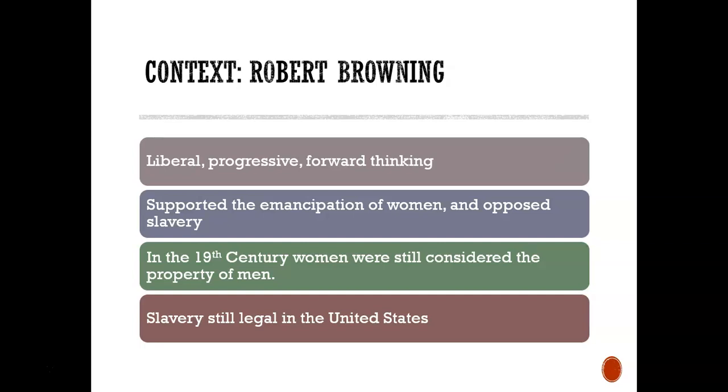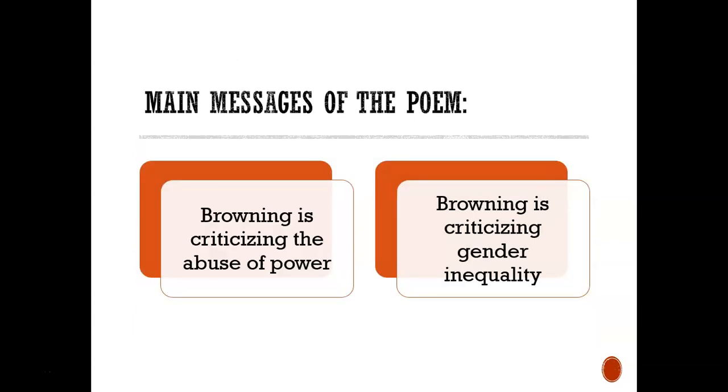Remember that in the 19th century, women were still considered the property of men, and slavery was still legal in the United States. Remember the main messages of the poem? Browning is criticising the abuse of power, in this case the Duke abusing his power by strongly implying that the Duke killed the Duchess and then had the painting so they could control the painting, have power over the painting. Browning is criticising gender inequality.